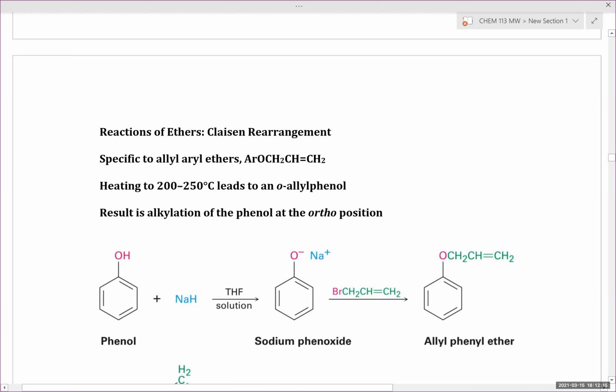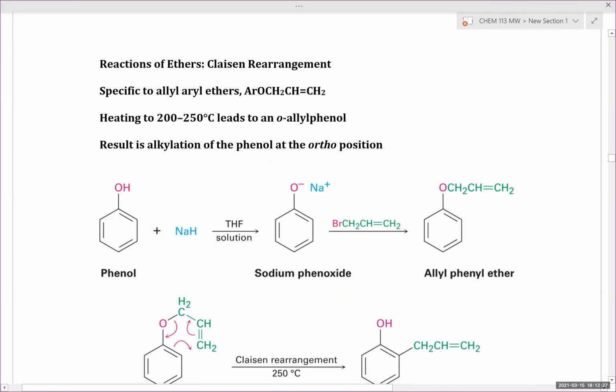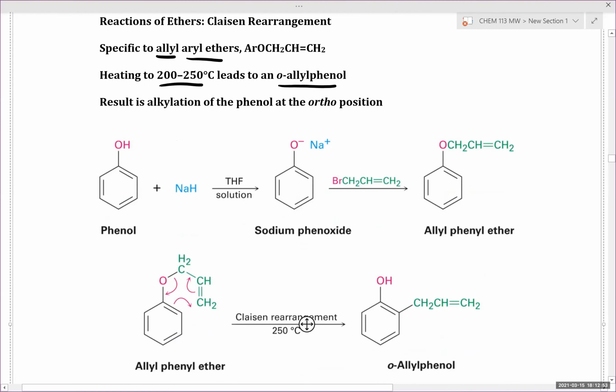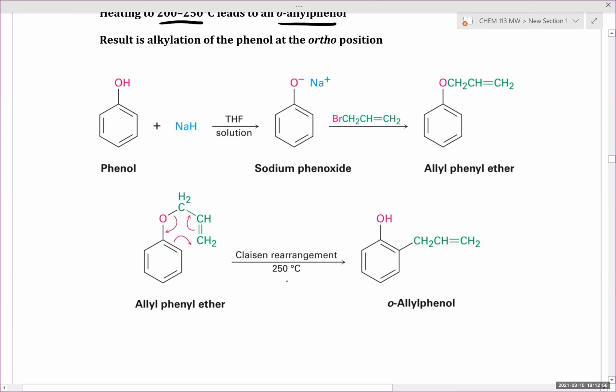And this is a very important reaction when it comes to generating substituted phenols and substituted anilines. And this is a reaction specific to allyl aryl ethers. So if you take phenol and you alkylate it with allyl bromide, you generate an allyl phenyl ether. Heating this allyl phenyl ether or allyl aryl ether at high temperatures generates an ortho-allyl phenol. This is our first example of a sigmatropic rearrangement.